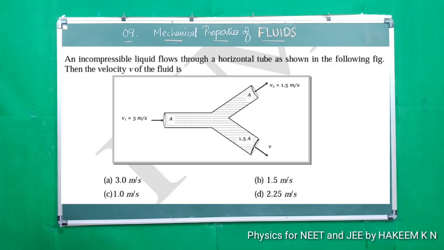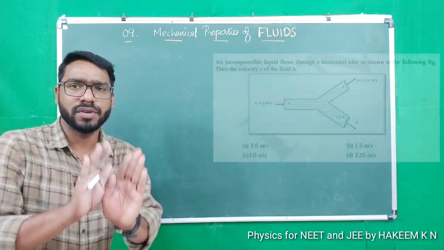Here you have a question. An incompressible liquid flows through a horizontal tube as shown in the following figure. The velocity v of the fluid entering the tube is 3 meters per second, and through the tube A, the liquid is going out with velocity 1.5 meters per second. Then what will be the velocity of liquid flow through the tube of area of cross section 1.5 A? How to solve it? Pause the video and try to solve.